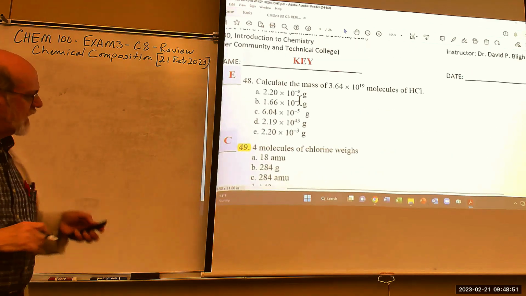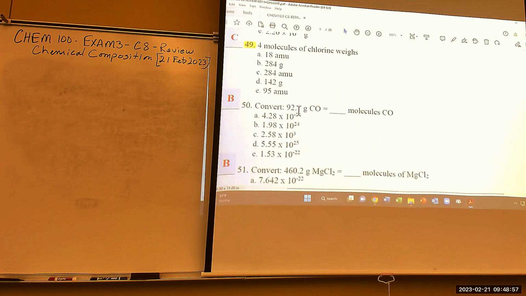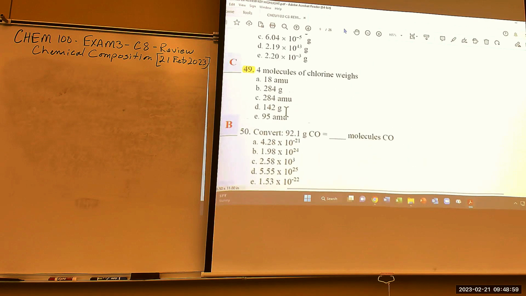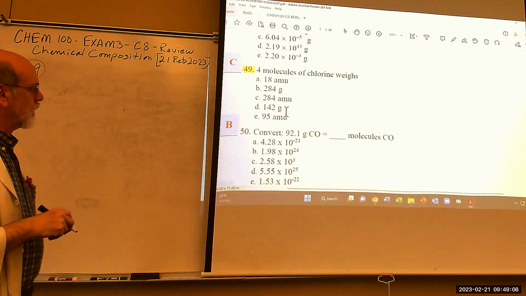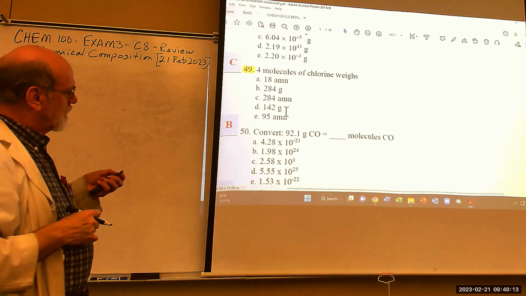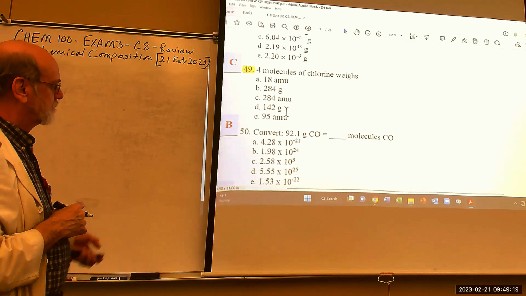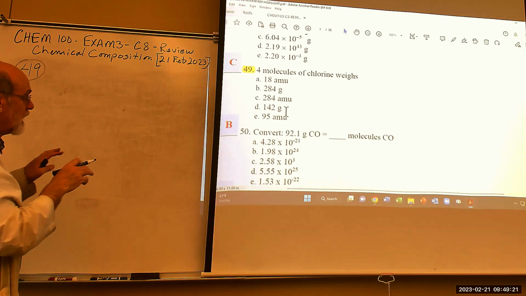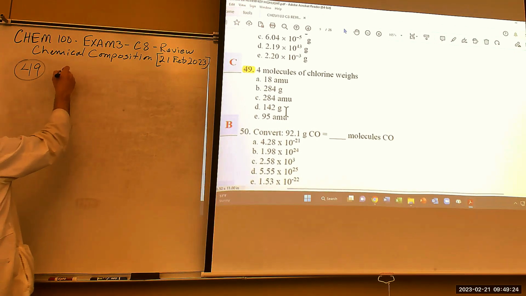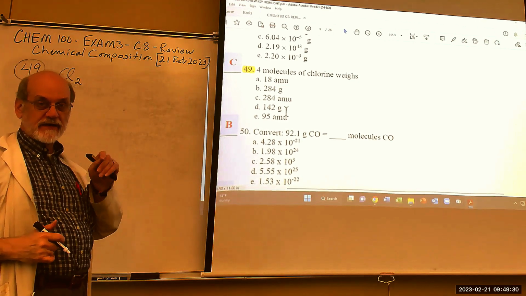Let's see, 49. I have to scroll that one a little bit. I'll just put it in the middle. 49. 4 molecules of chlorine weighs what? Notice, look at the answers. Some of them are in atomic mass units, and some of them are in grams. So if we have 4 molecules of chlorine, this is a molecule of chlorine. You have to know that it's a diatomic molecule.